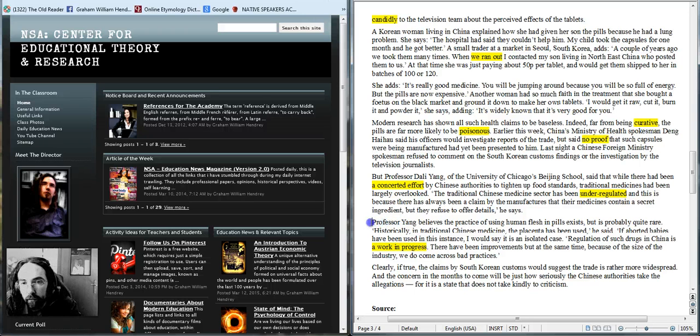Not logical, psychological. Professor Yang believes the practice of using human flesh in pills exists, but is probably quite rare. Probably. No idea. Historically in traditional Chinese medicine, the placenta has been used, he said. If aborted babies have been used in this instance, I would say that it is an isolated case. Regulation of such drugs in China is a work in progress. There have been improvements, but at the same time, because of the size of the industry, we do come across bad practices.